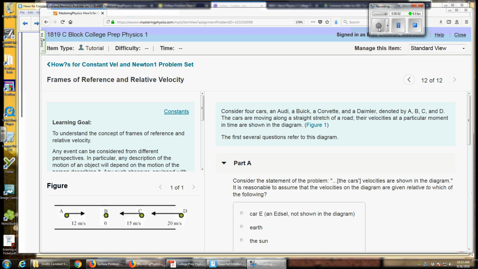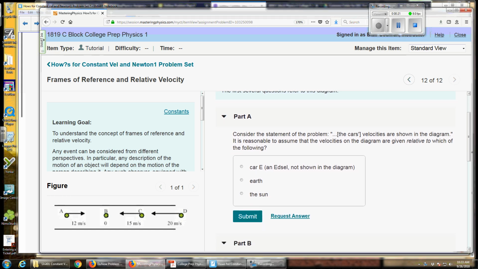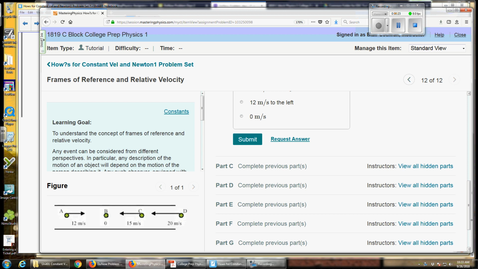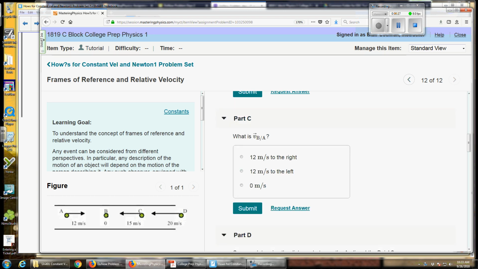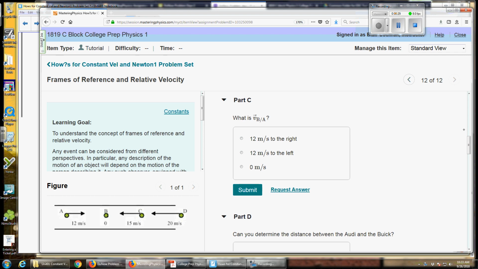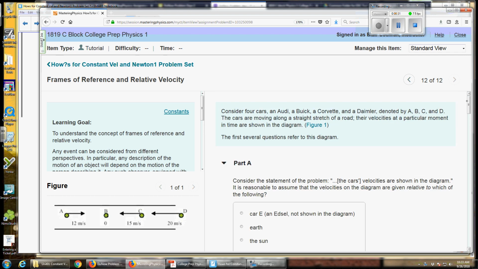All right, so we're looking at number 12 here about frames of reference and relative velocity. And we're given these four cars. Told lots of stuff about them. And then they also tell us about another car, and they ask us all sorts of questions. But let's see how we would set this up.